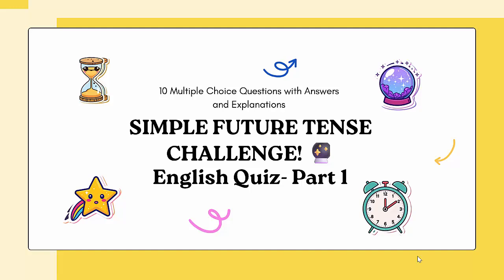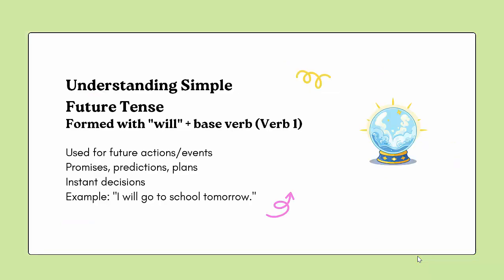Simple Future Tense Challenge English Quiz Part 1. 10 multiple choice questions with answers and explanations. Understanding simple future tense form with will plus base verb or verb 1. Used for future actions or events, promises, predictions, plans, instant decisions. Example: I will go to school tomorrow.